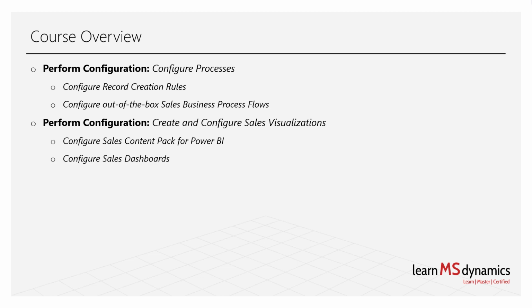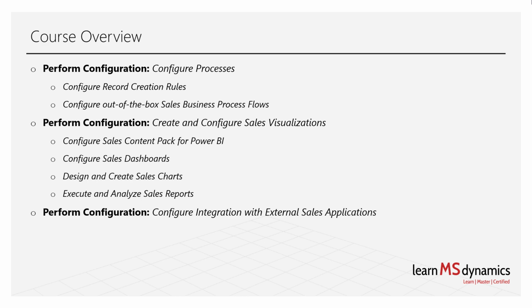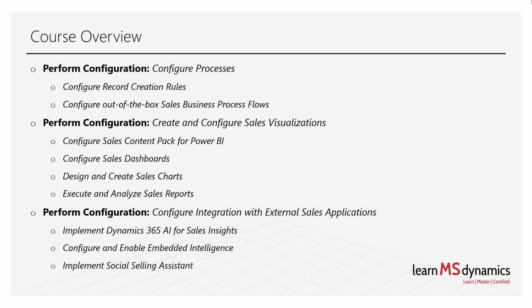Then you will learn how to configure dashboards, how to design and create sales charts, and how to execute and analyze out-of-the-box sales reports. And the final section under configuration is configuring integration with external sales applications. So there are a lot of add-ons and solutions available that you can integrate with Dynamics 365 Sales. First we'll discuss how you can implement Dynamics 365 AI for Sales insights, how to configure and enable embedded intelligence, how you can implement the social selling assistant, and also implement LinkedIn Sales Navigator.